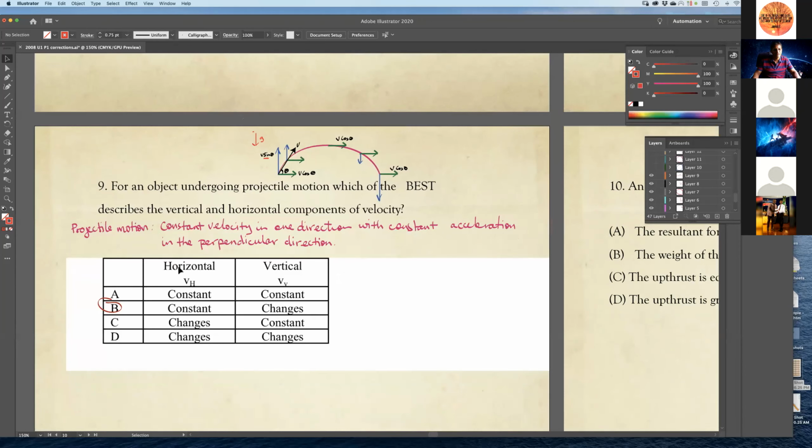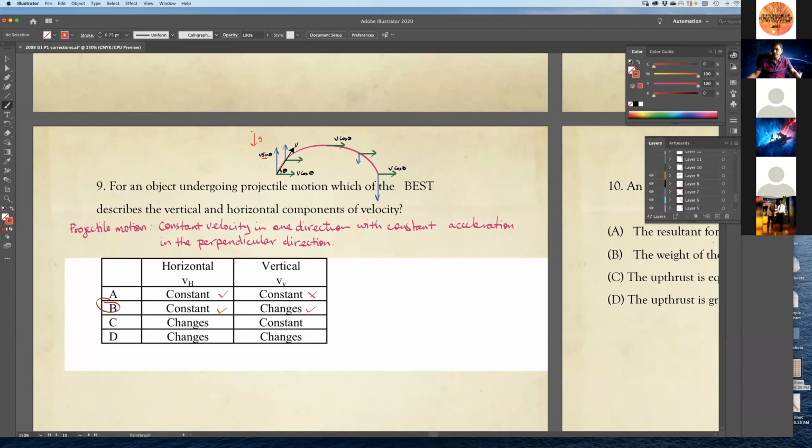And therefore, from that, the horizontal must be constant, and the vertical cannot be constant. The vertical is, in fact, changing. So the answer is B.